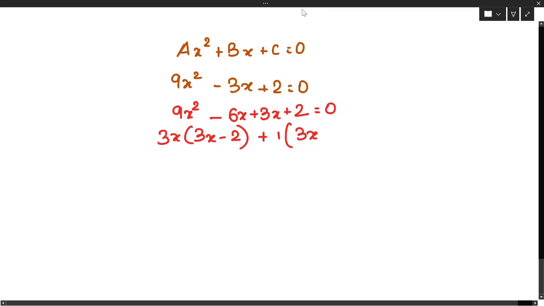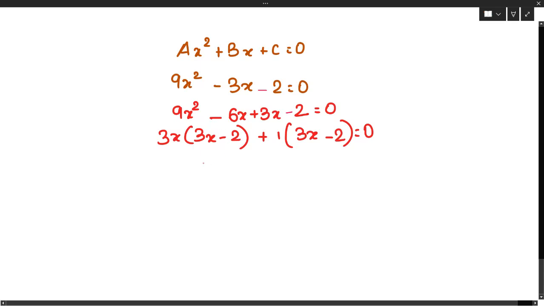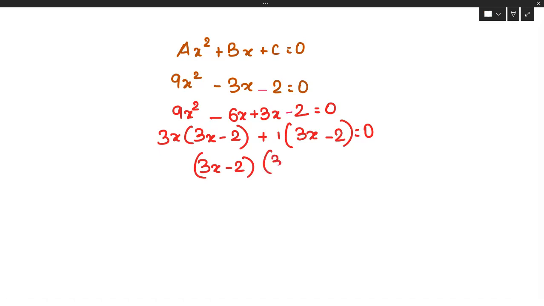Did I make any mistake? Yeah, here we have minus. That's why the number which is in the bracket should come the same. So I wrote the question incorrectly. The question was 9x square minus 3x minus 2, which is equal to 0. So we get here 3x minus 2 and 3x plus 1, which is equal to 0. This is how we factorize a quadratic equation, correct?